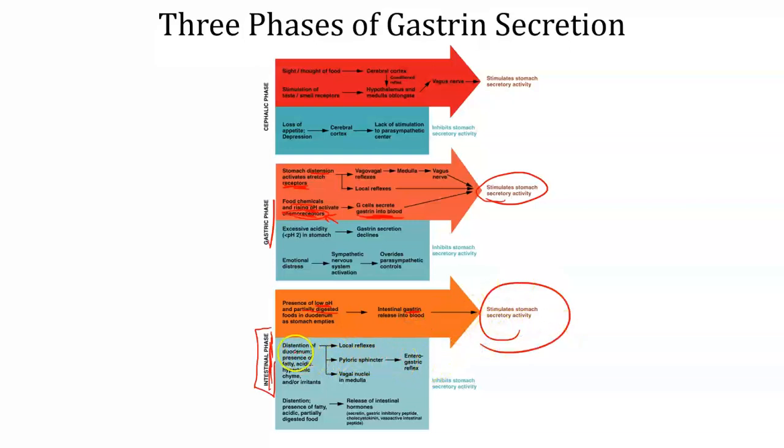If there's a distension of the duodenum, meaning a bunch of chyme has just come out in a bolus, which would generally happen if there was sufficient digestion and churning of the contents in the stomach, well, then this would shut the whole thing off and inhibit the stomach activity.